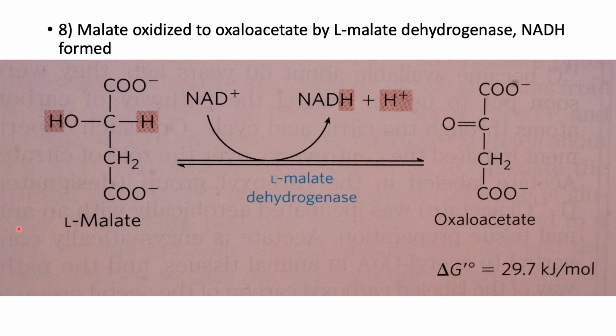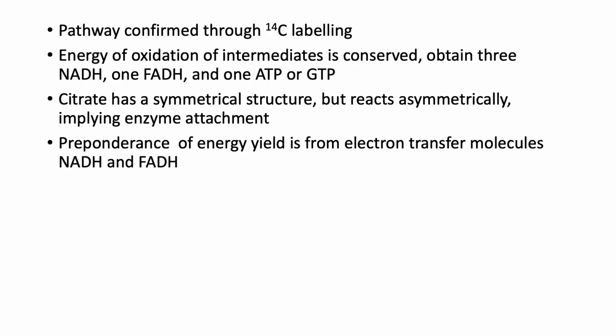Malate is then oxidized to oxaloacetate by L-malate dehydrogenase. NADH is formed. So you get a carbonyl form with a reduction of NAD. These go into oxidative phosphorylation. Oxaloacetate is formed, and this is nearly 30 kilojoules per mole free energy.